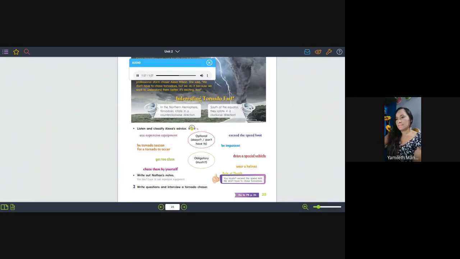You mustn't exceed the speed limit, and you mustn't get too close to a tornado. You should always keep a safe distance of several kilometers because if you get too close, the tornado can carry you and your car away. Another thing about driving is that you mustn't chase tornadoes by yourself. If you're looking for tornadoes, you need another person to drive the car and be watching the road.